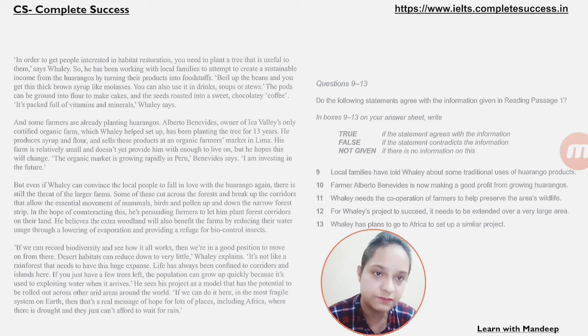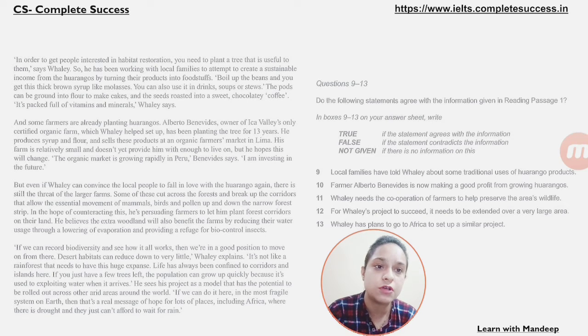Firstly, we will read the question: Willy needs the cooperation of farmers to help preserve the area's wildlife. What we have to check is whether he needs the cooperation of farmers to preserve it or not, whether the help was needed or not. And in question 12, for Willy's project to succeed, it needs to be extended over a large area. Look for whether there is any mention of the project succeeding, and whether it is to be extended over a large area or not. We will read only two questions, because in that paragraph the third answer will not be there.